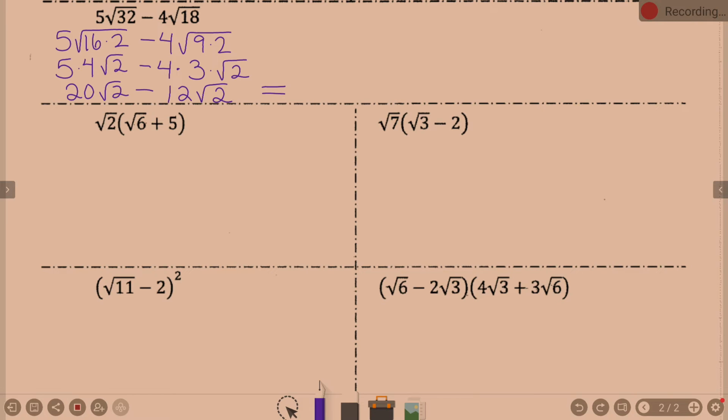Final answer? 20 square root of 2 minus 12 square root of 2. No, you can combine it. And what is 20 square root of 2 minus 12 square root of 2? 8 square root of 2.